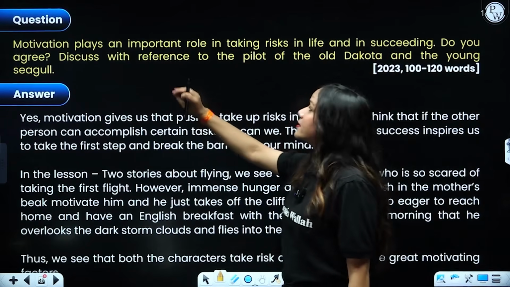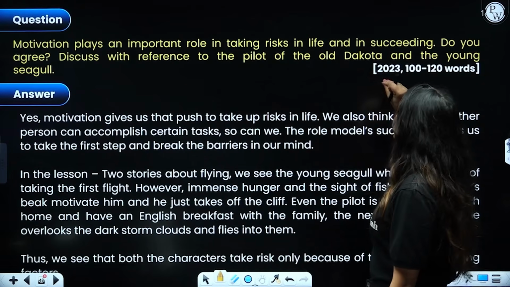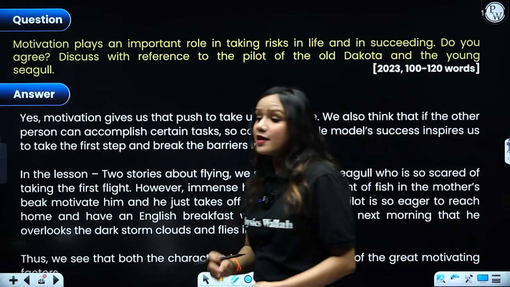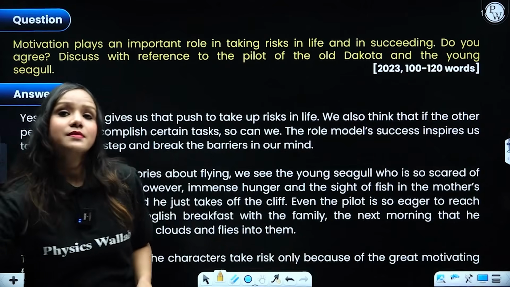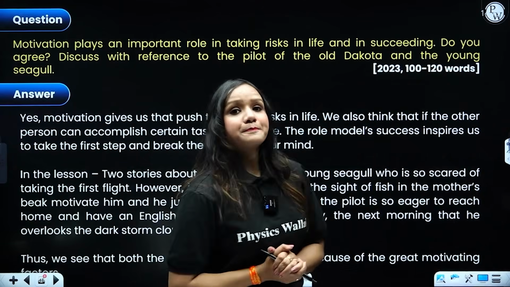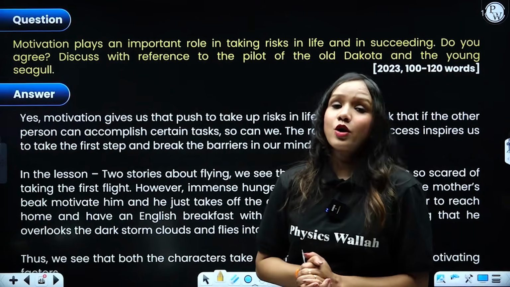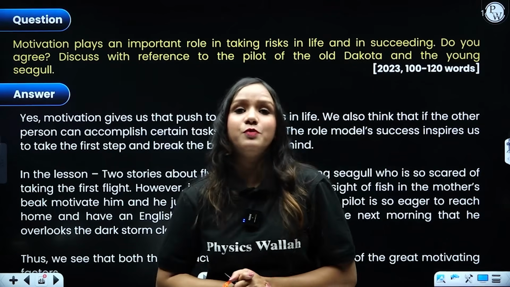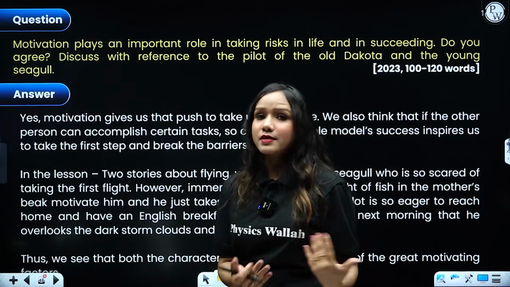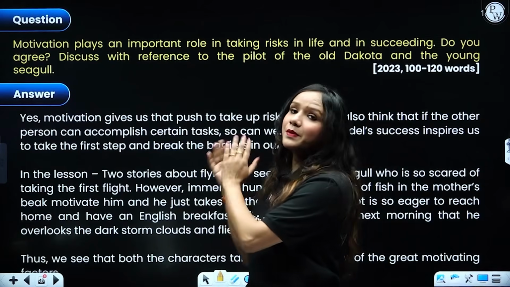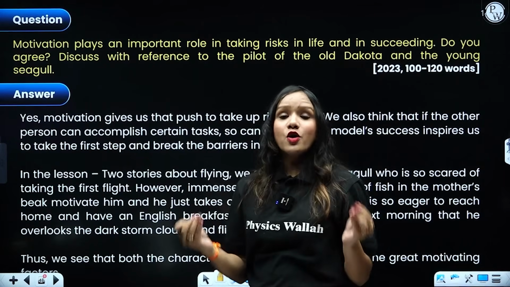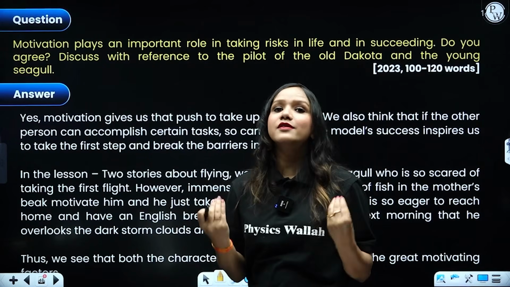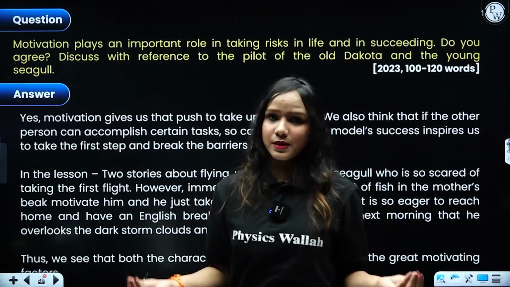Do you agree? We discuss with reference to the pilot of the Old Dakota and the young seagull. So this is one factor where you can cover, or the examiner can think of covering, your understanding of both lessons. The first title, His First Flight, and the second one being The Black Aeroplane. How it talks about motivation, one single factor which is extremely crucial in both the cases, right?